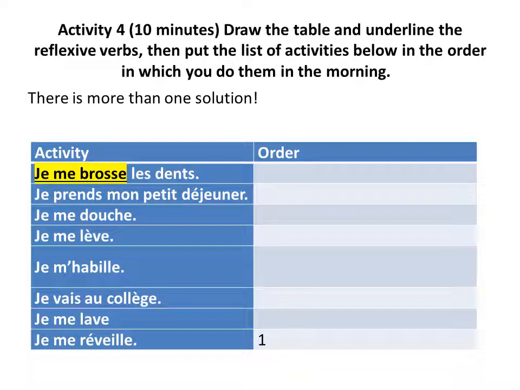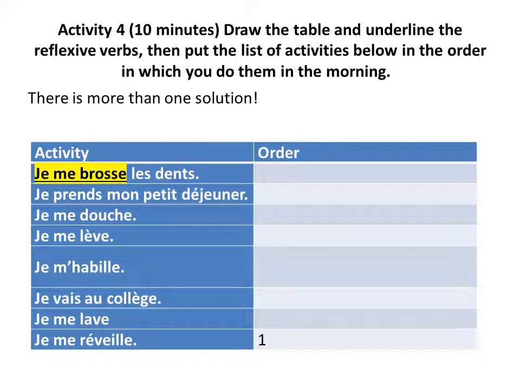Okay, Year 7, here's activity 4 for you. It should take around about 10 minutes. What I'd like you to do firstly is to draw the table and then underline, or you can highlight, the reflexive verbs. For this, I've highlighted in yellow je me brosse. I'd like you to highlight the remaining reflexive verbs.